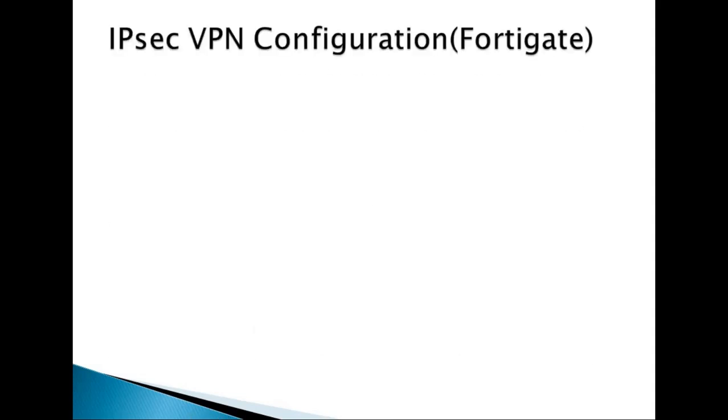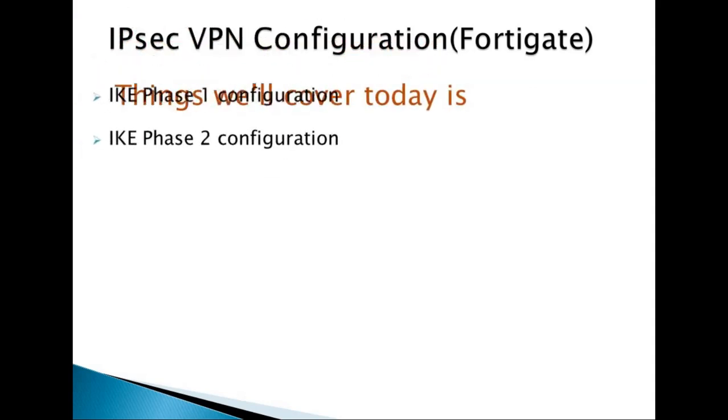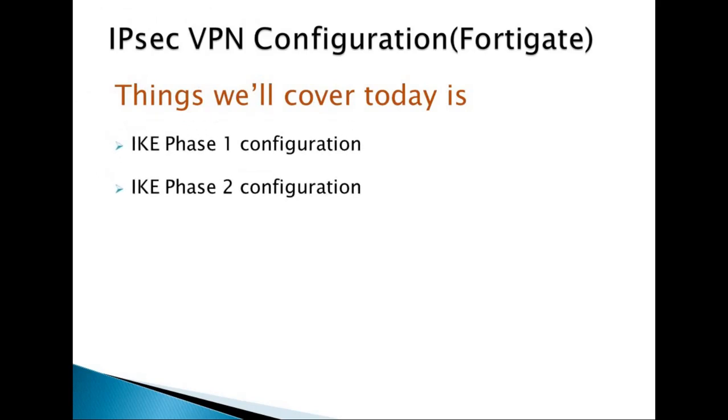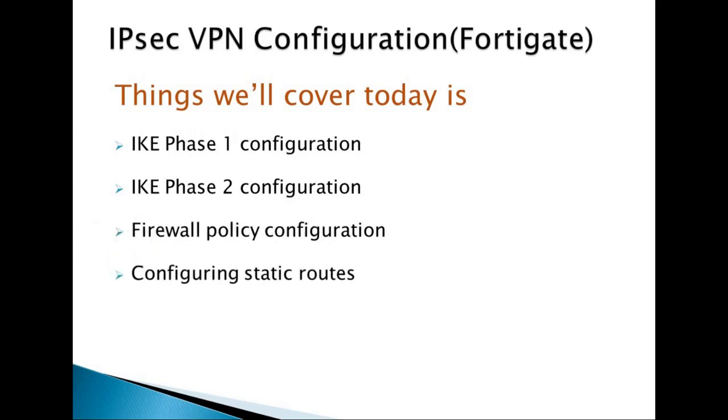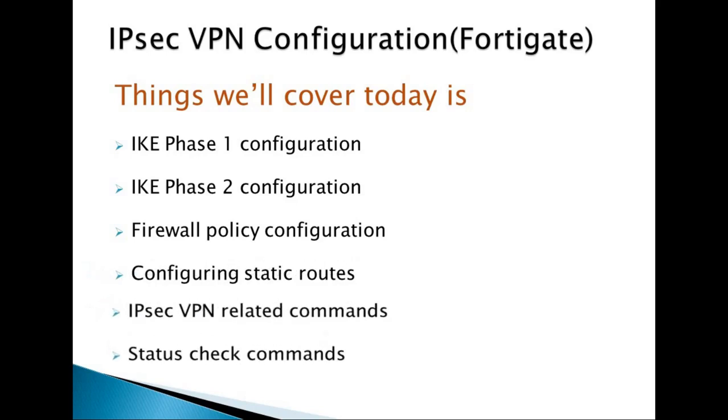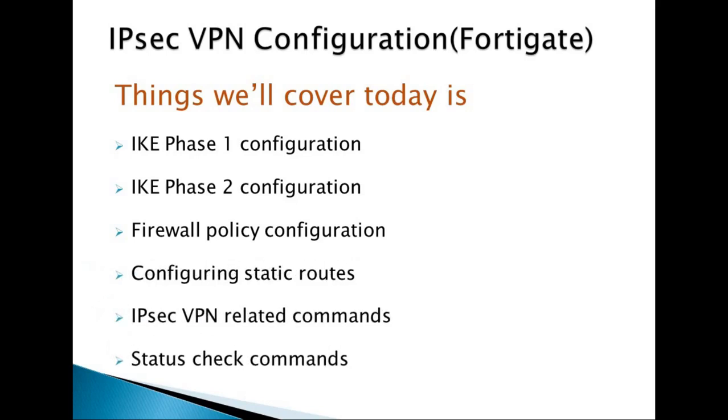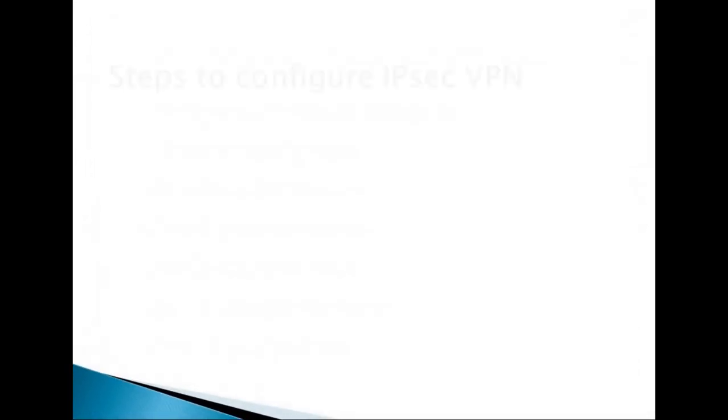Let's get started. Today's topic is IPsec VPN configuration on FortiGate firewall. Things we will be covering today are IKE phase 1 configuration and phase 2 configuration, firewall policy creation, static route configuration, and other IPsec VPN commands and some status check commands. So let's see everything one by one.